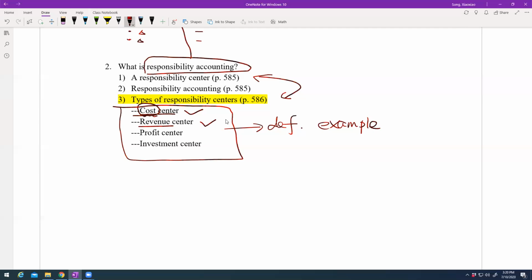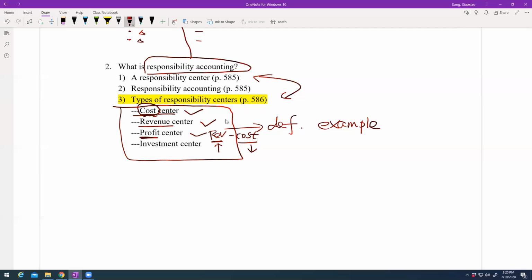But most likely, it's more like a profit center, right? You have the revenue, and then you also have the cost. So for that center, they want to increase the revenue, they want to decrease the cost because they will be evaluated based on the profit.